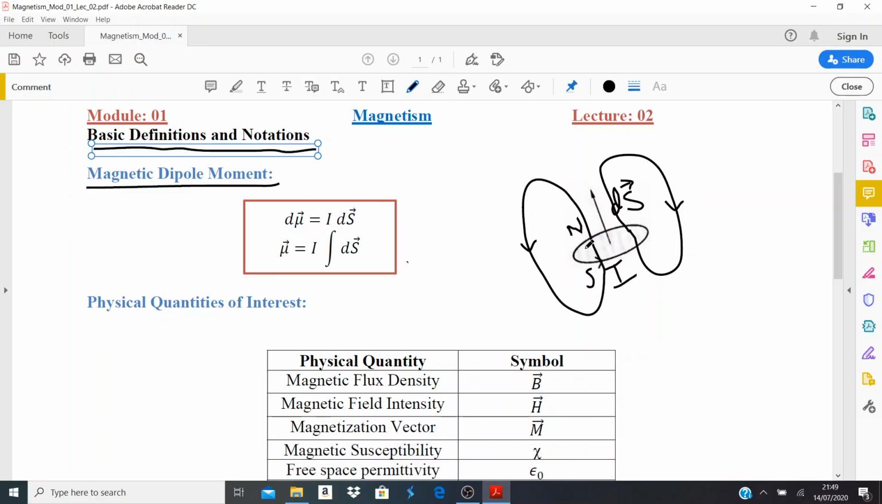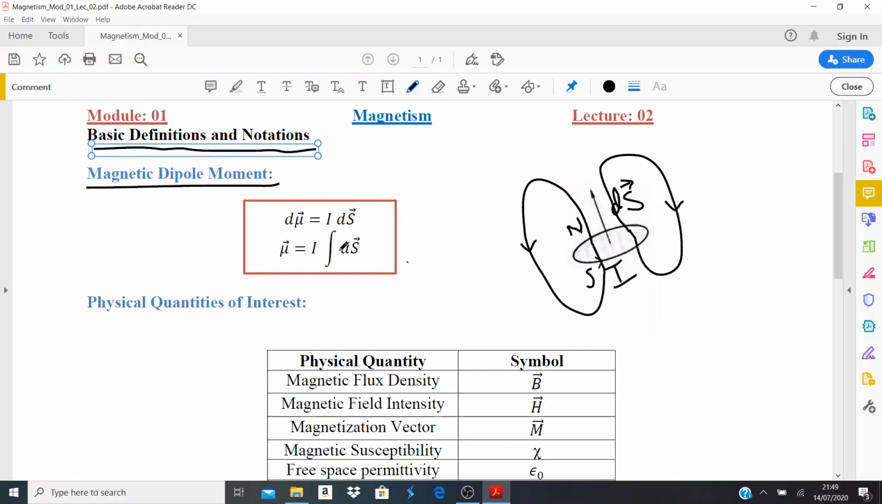It has two poles, and one can define a magnetic dipole moment for this current carrying loop by the quantity d mu, which is the differential magnetic dipole moment, and is defined as I, the current carried by the loop, times the area vector. And depending on the problem, one can integrate out the area to find the total magnetic dipole moment.